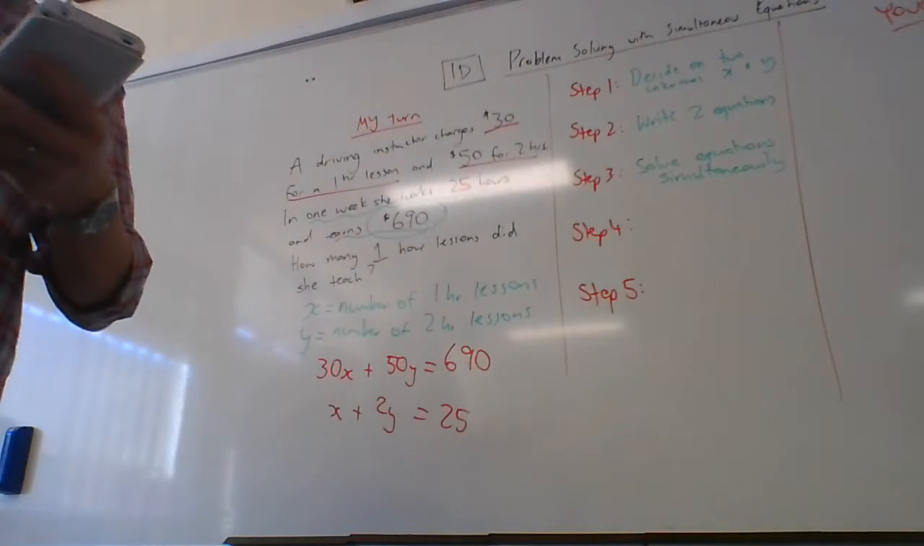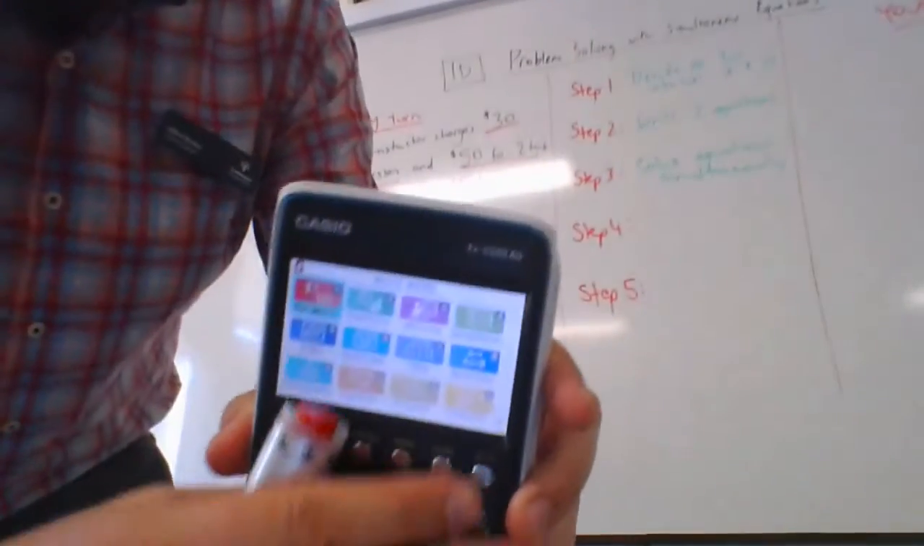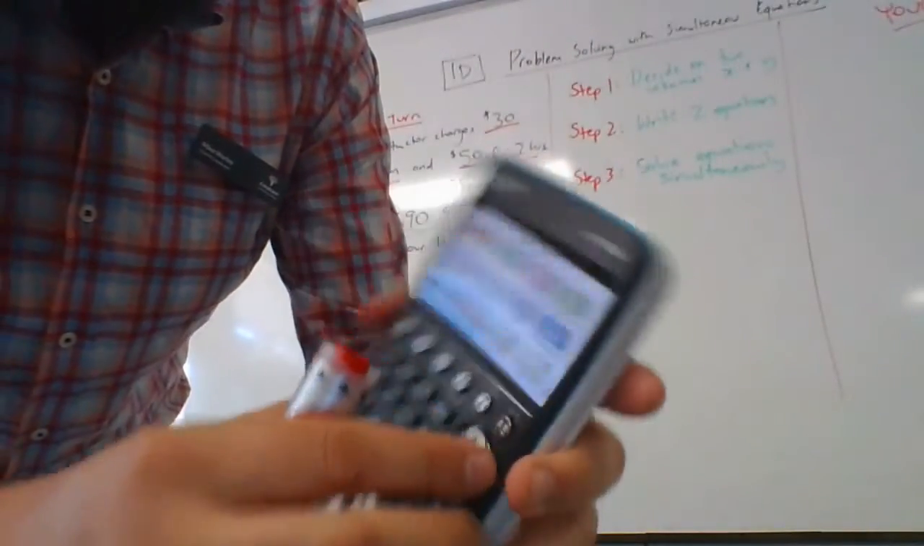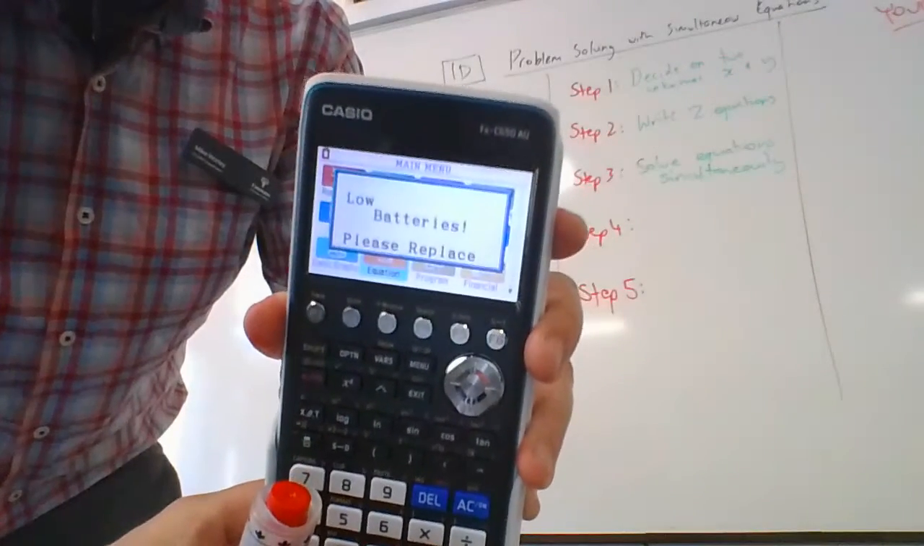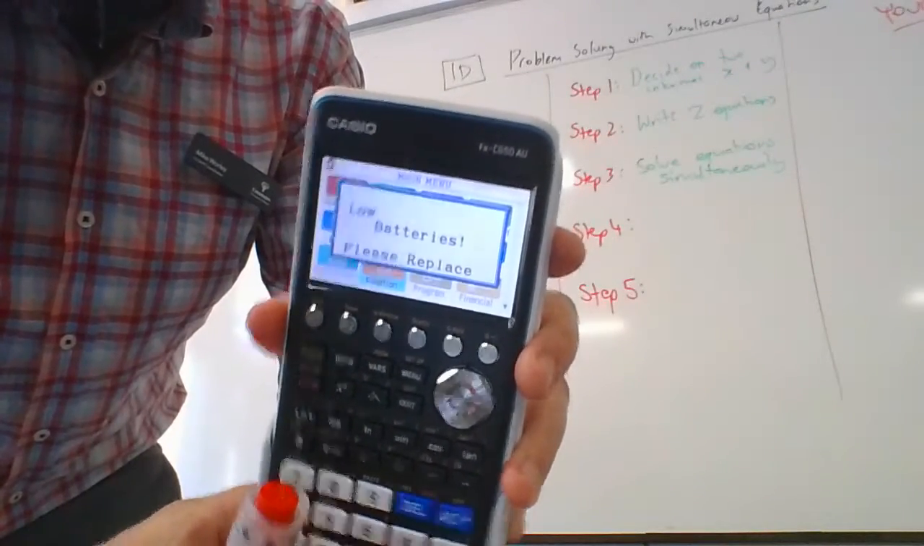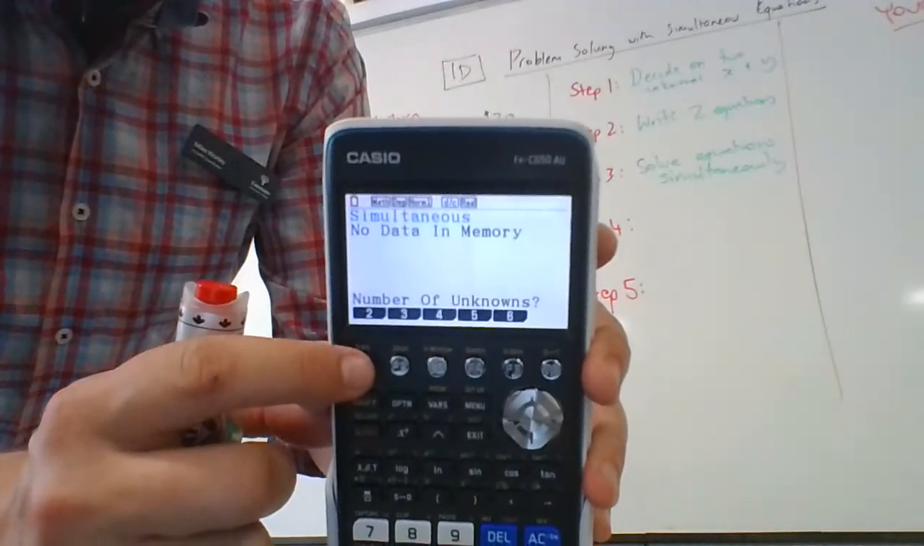So on our calculator, equation solver is the place to go. We would go in here and we would go to equation solver, which is equation there. Clearly my batteries are low, I need to replace them. And we would go to simultaneous with 2 unknowns.